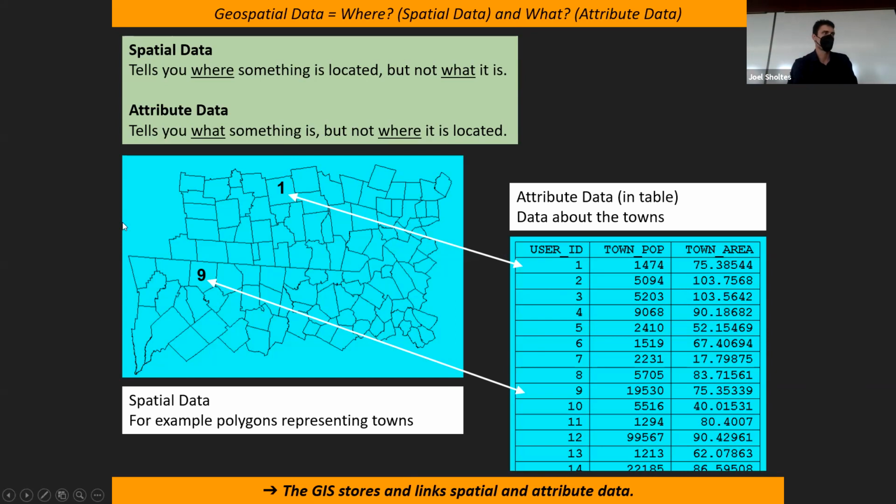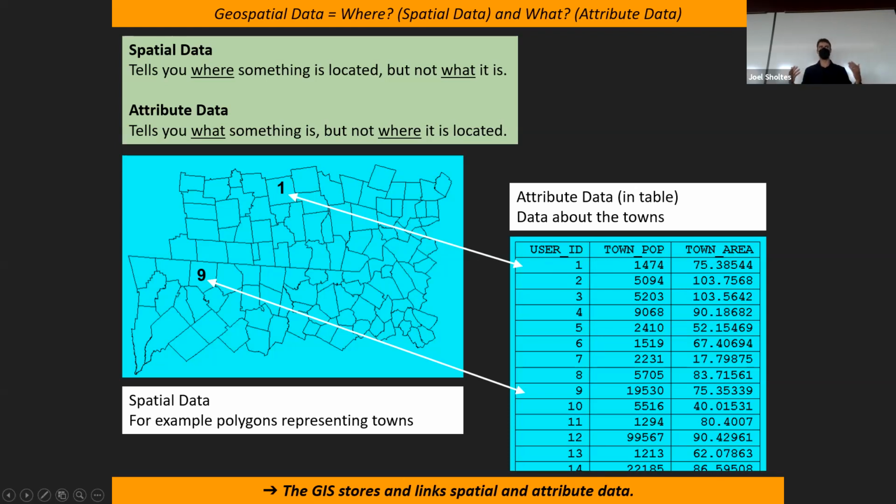So if we were to have this GIS data set, these polygons, and say we were to click on one and get some information, it would be linked to an attribute table that has the population, the area, maybe some other census type of information. And so the geospatial information system, the GIS, stores the links between the spatial data and the attribute data.